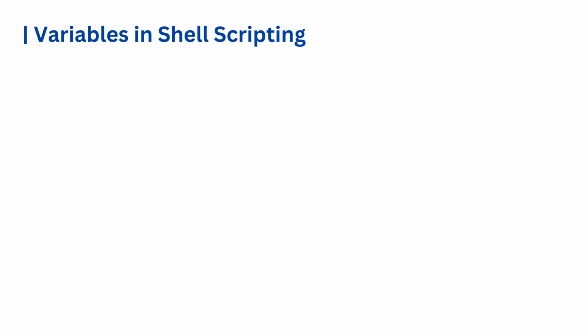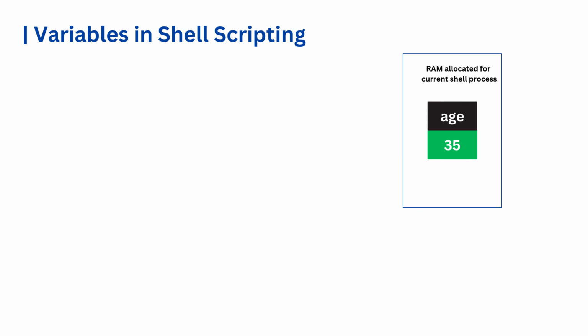Variables in shell scripts are similar to variables in programming languages. They store data and can be used to reference that data later. In a shell script, each variable has a name and an associated value.